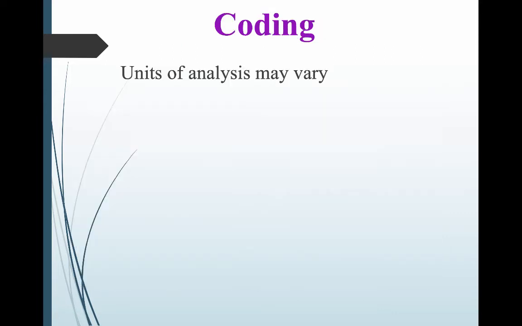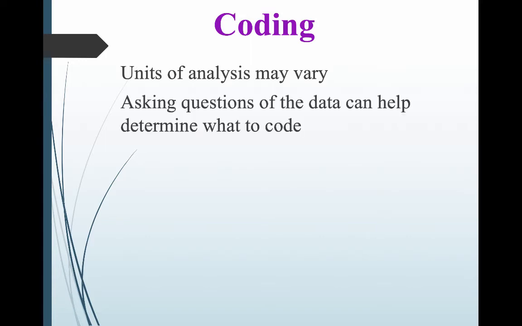So coding is the process of labeling and organizing your qualitative data to identify different themes and relationships between them. The unit of analysis may vary. It could be events, places, or individuals in the field research, and it may be transcript lines for interviews. So you're going to ask questions of the data that help determine what to code. The specifics of your code are a reflection of the data itself.